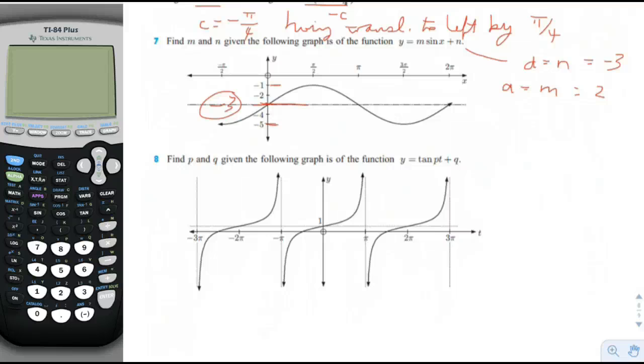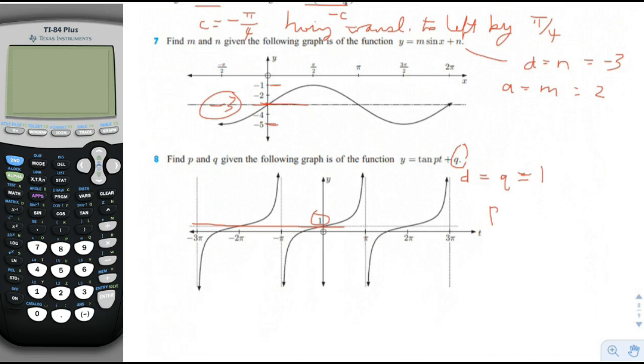Number 8, find p and q given the following graph of the function y equals tangent of pt plus q. Let's see. So the q value is the D translation, right? So let's see. Is it translated in the vertical direction? Yeah, it seems to be. Do you see this line here? This line crosses the y-axis at 1. So that means that D, which is also equal to q, is 1. So we've already found the D value.